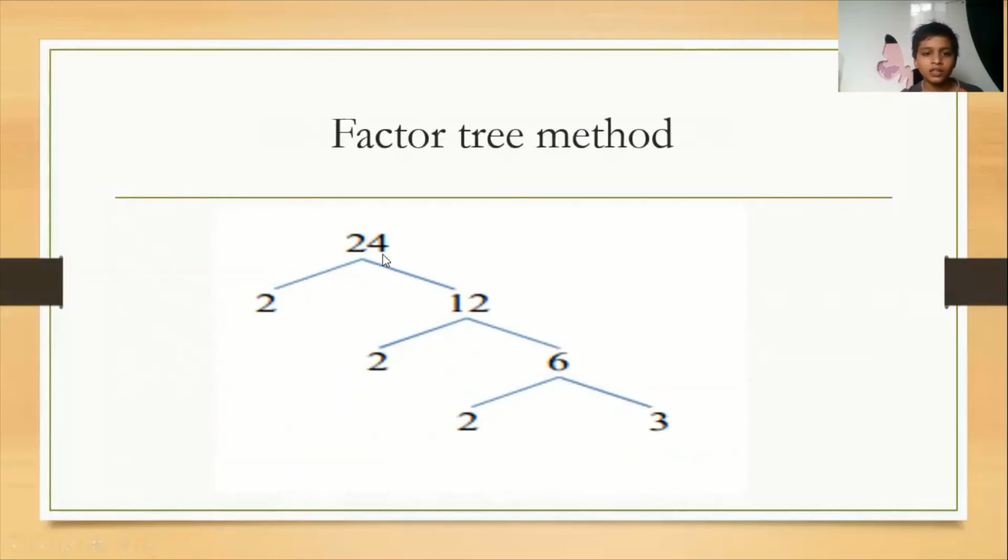Now, what are the factors of 24? Factors are 12 twos are 24. Now 2 here and 12. Now what are the factors of 12? Now 2 and 6. Now 2 here and what are the factors of 6? Now 6, factors are 2 and 3.